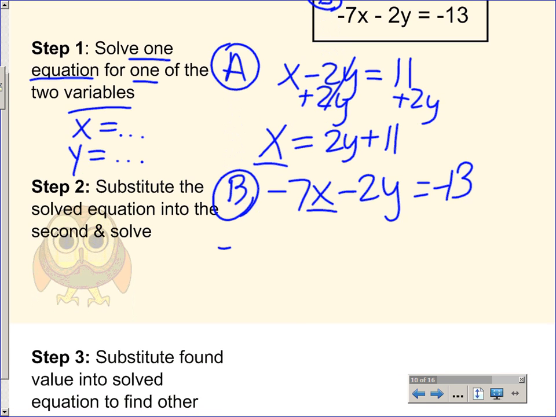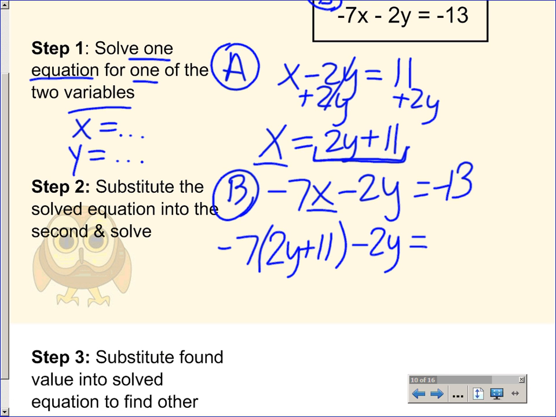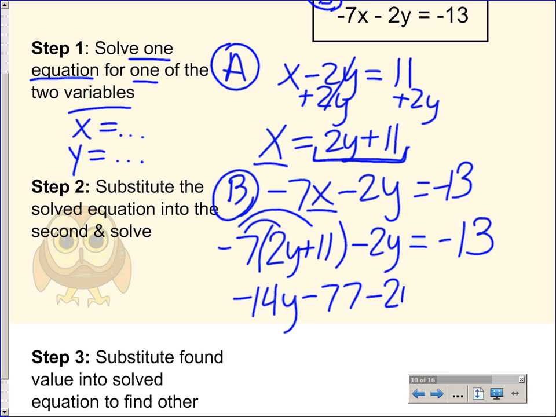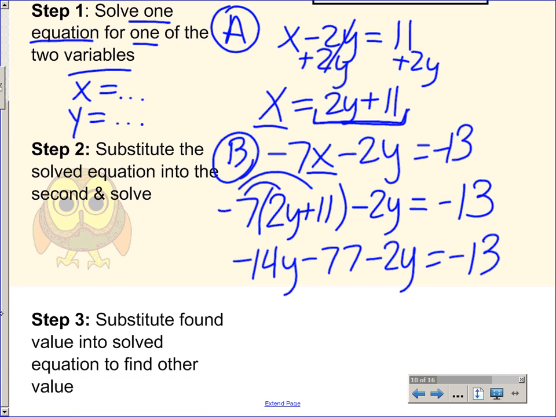So I'm going to have negative 7, and then instead of x, I have this expression here, 2y plus 11. And then comes the rest of the equation, minus 2y equals negative 13. Now I have everything in terms of y, so I can solve for y. The first step would be distributing this negative 7. So I have negative 14y minus 77 minus 2y equals negative 13. I'm going to combine those like terms.